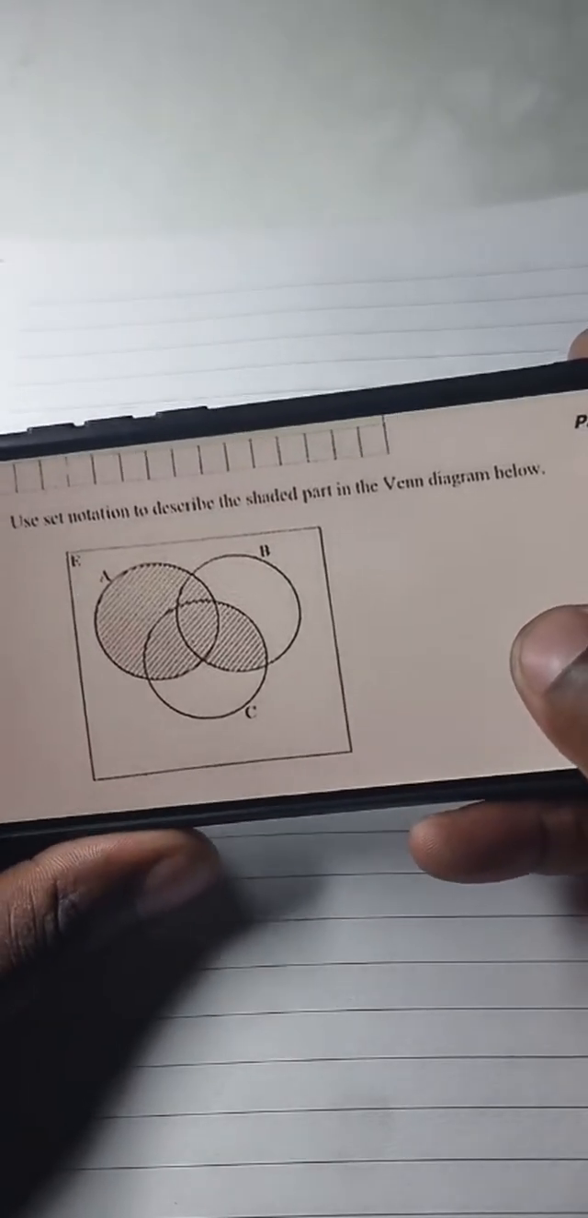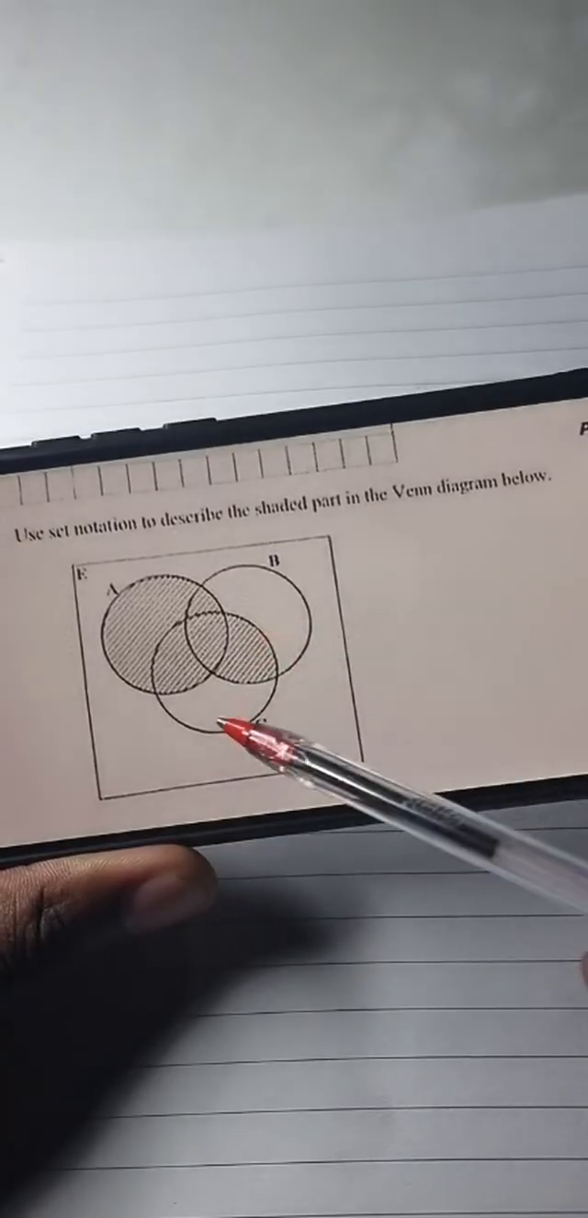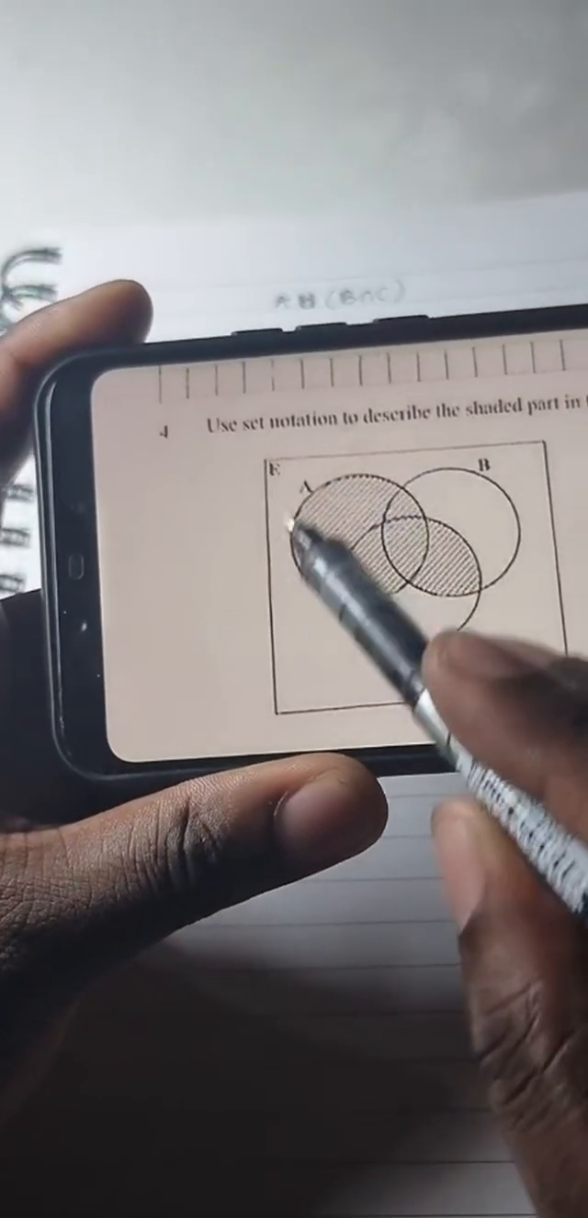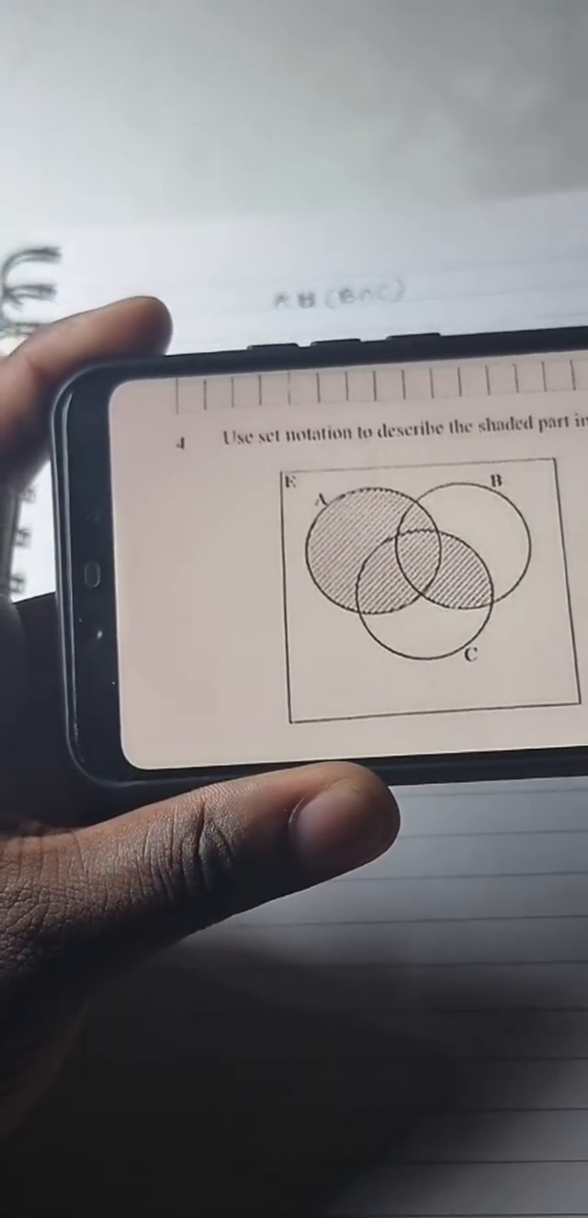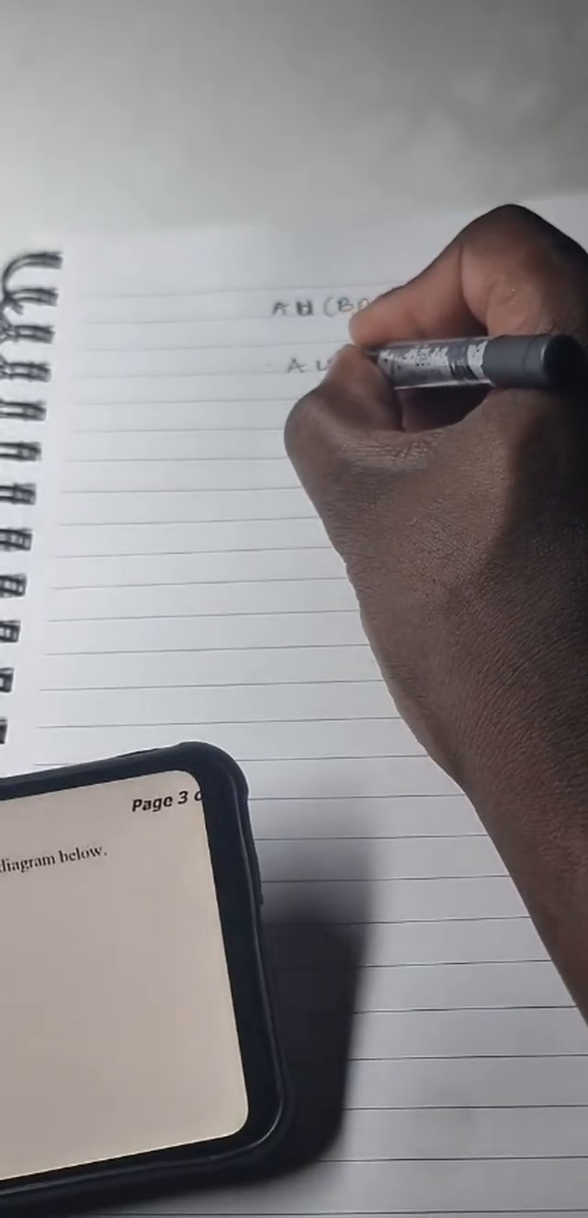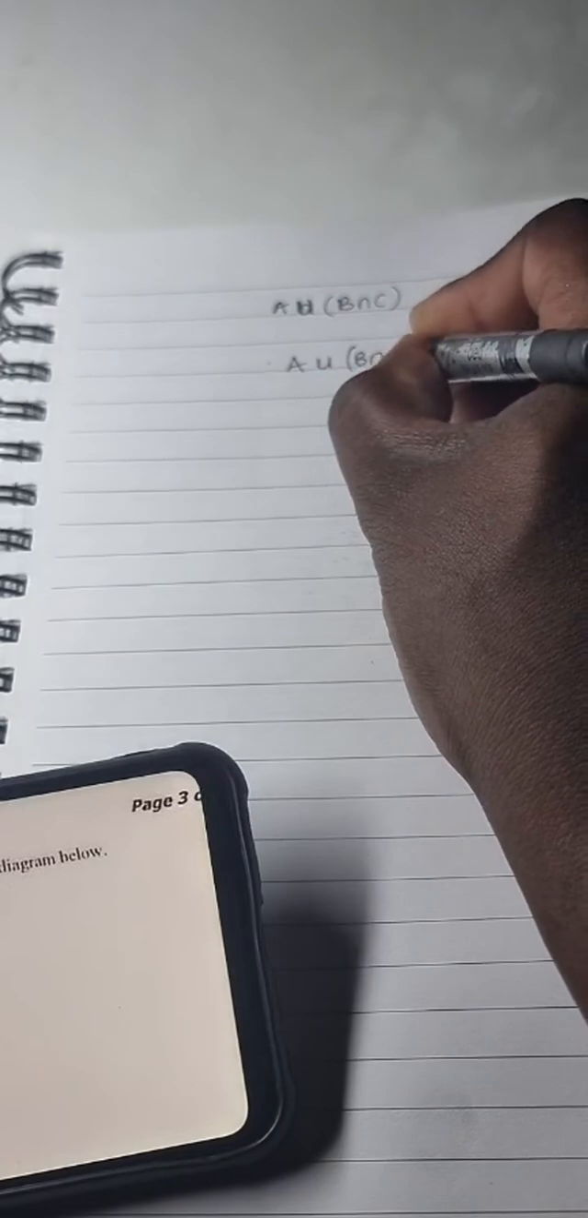Set A is shaded, then also shading at B and C. The entire set A has been shaded, then B and C. So what we are going to do, ladies and gentlemen, our set notation will be: since A has been shaded, A is now together with B intersect C. Set A, they have shaded together with the intersection B intersect C. So we'll say A together with B intersect C.